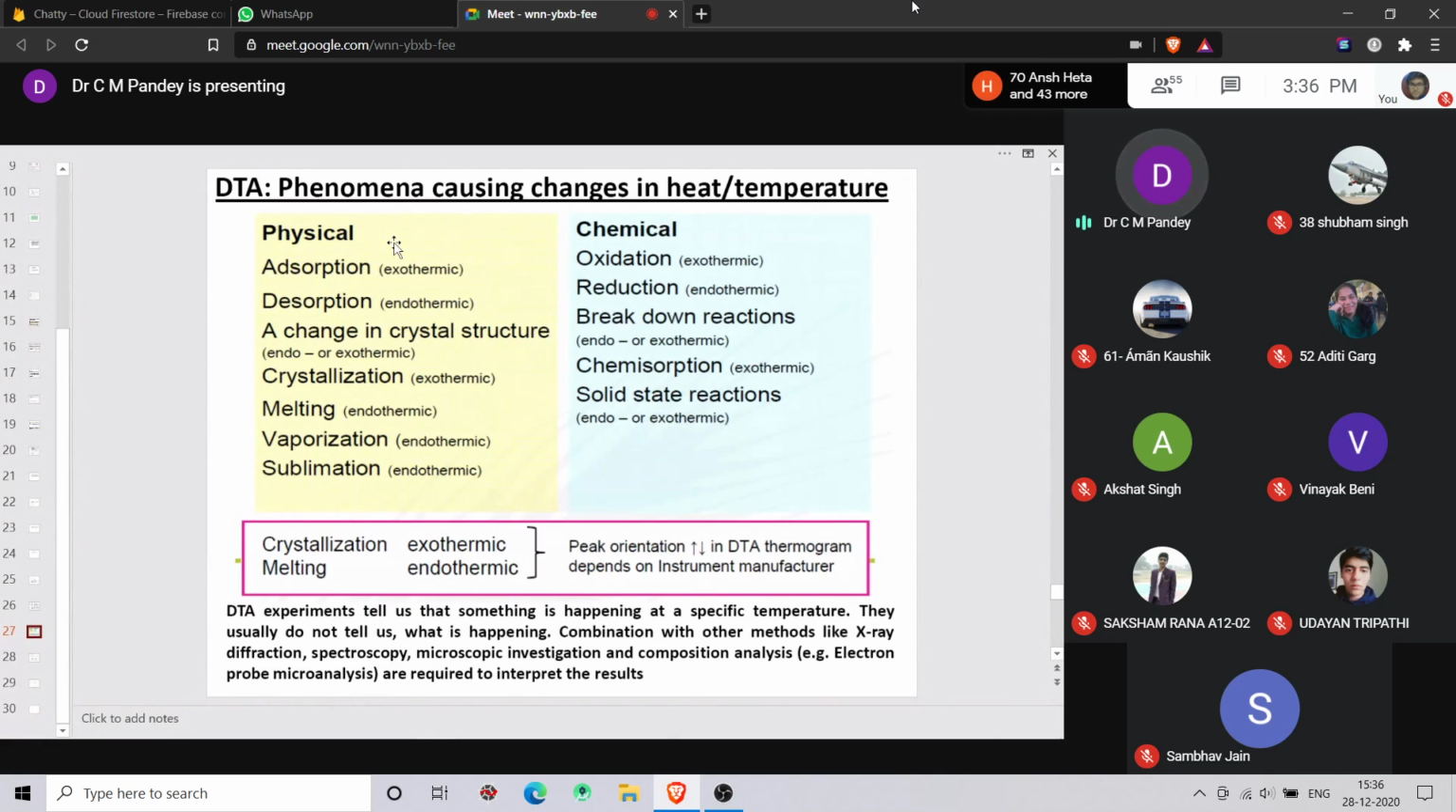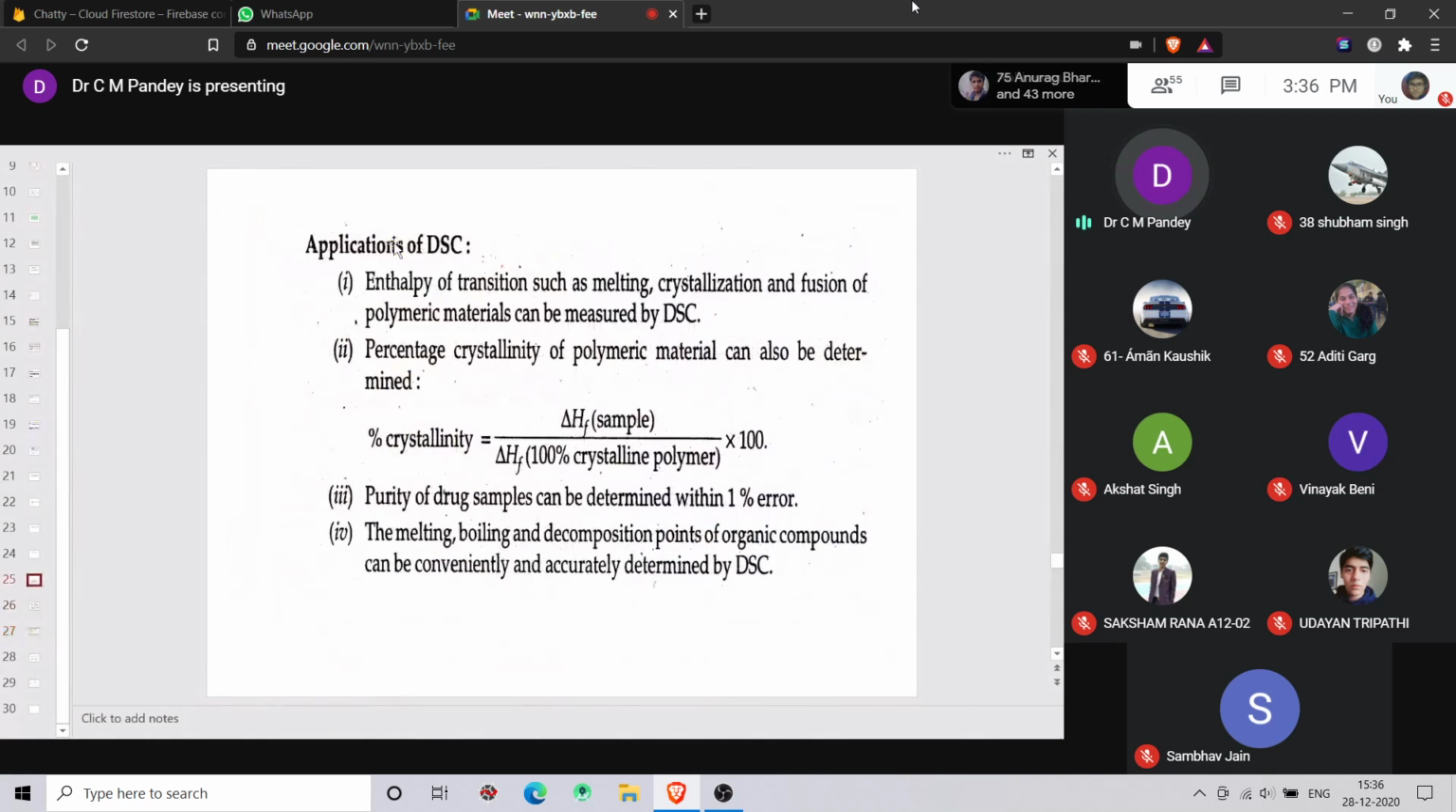And what is the major difference between DTA and DSC? In the exam, many times it has been asked to draw the instrumentation of DTA, TGA, and DSC. What is the difference between DTA and DSC? How can DSC be used to calculate percentage crystallinity in a given sample? The percentage crystallinity can be calculated using the given formula.